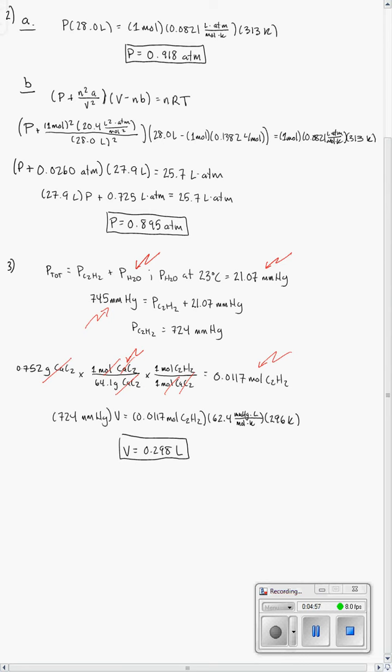Once we've figured out our moles of C2H2 and our pressure of C2H2, we can calculate the volume that this will occupy. We've got a pressure, we've got number of moles, we're given a temperature. The key thing is you've got to convert that temperature to Kelvin. From here, it's just a matter of plugging everything into the ideal gas law. Because our pressure is in millimeters mercury, we're going to use a different R value. The R value that corresponds to millimeters mercury is 62.4 millimeters mercury times liter per mole times Kelvin. If we've done our math correctly, the final answer should be 0.298 liters of acetylene gas.